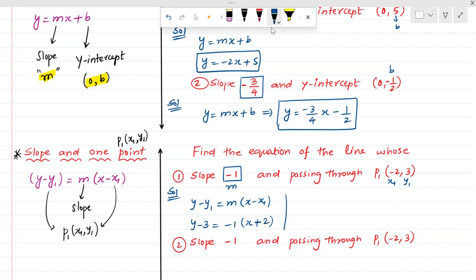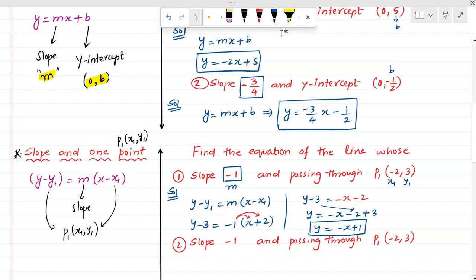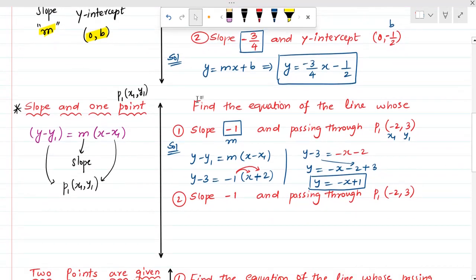So y minus 3 equals, if you multiply this minus 1 inside, you will get minus x minus 2. The next step, I will bring the minus 3 to the other side, and it becomes plus 3. So the final answer will be y equals minus x plus 1. This is the final equation of the line passing through the point with slope m equal to minus 1.